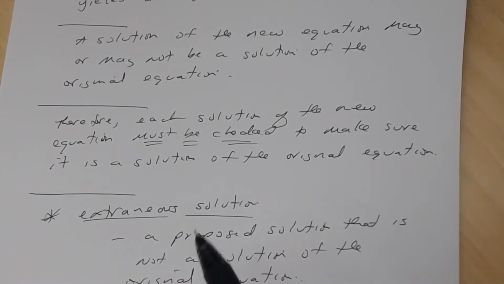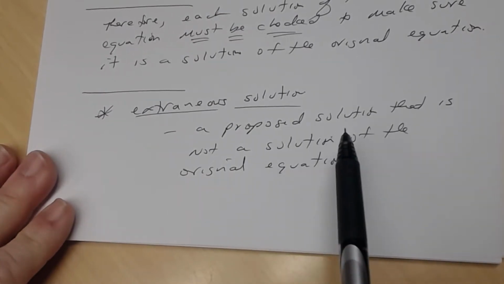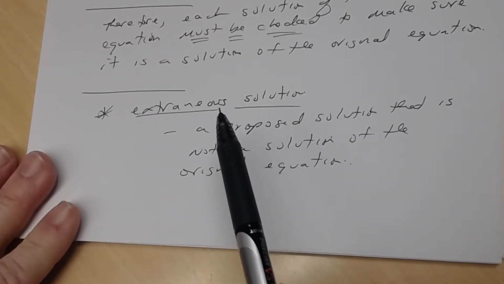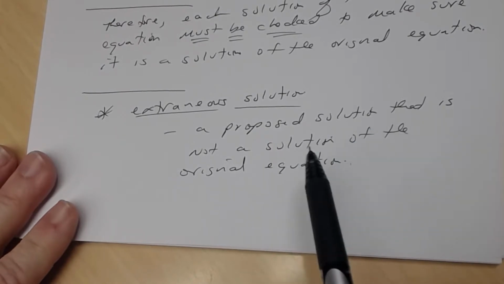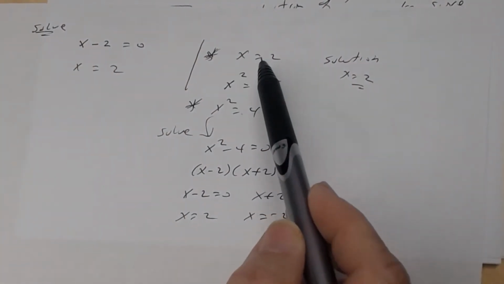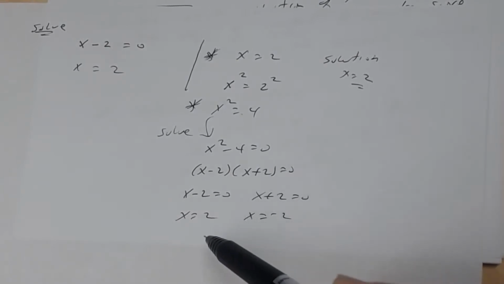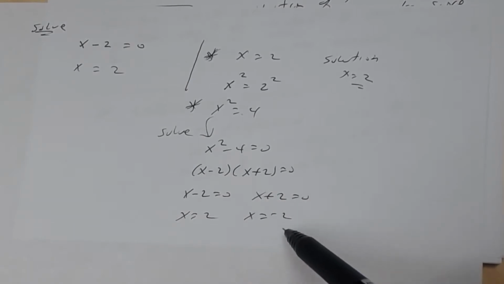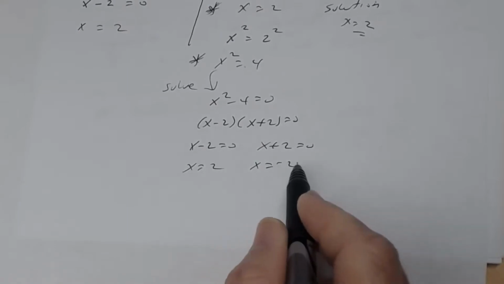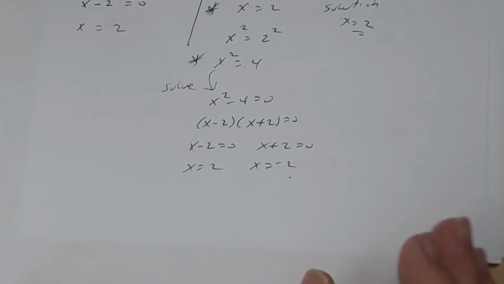Okay, now one other thing. Let's talk about extraneous solution. We talked about this word before, but remember, an extraneous solution is a proposed solution that is not a solution to the original equation. So if we use this example, where I raised both sides to a power, so I squared both sides, 2 is a solution to the original, but negative 2 is not, because negative 2 does not equal 2. So this would be called an extraneous solution. It's kind of like a false solution. Okay? All right, so it's not that difficult.